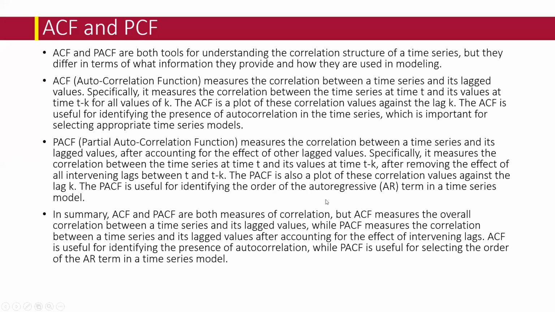The difference between the two is that in the autocorrelation plot, we compare the current data. In autocorrelation, we measure the correlation between a series and its lagged values. Especially, it measures the correlations between the time series at time t and its values at t minus k, for all values of k, where k is called a lag.